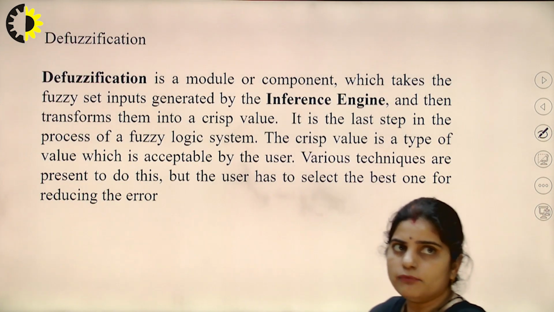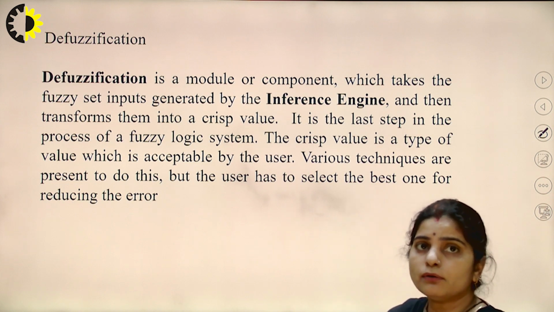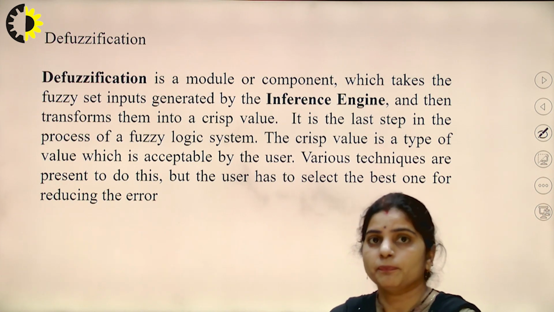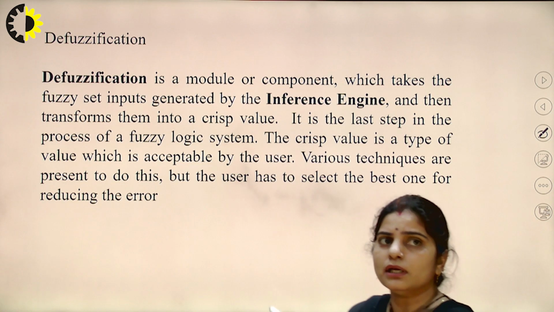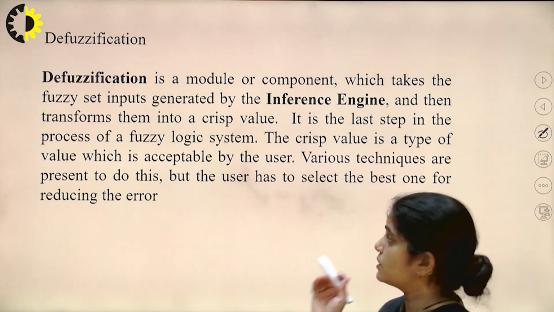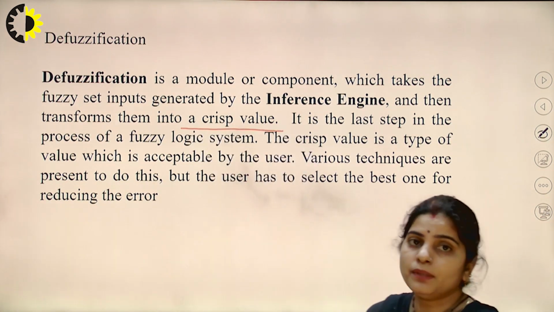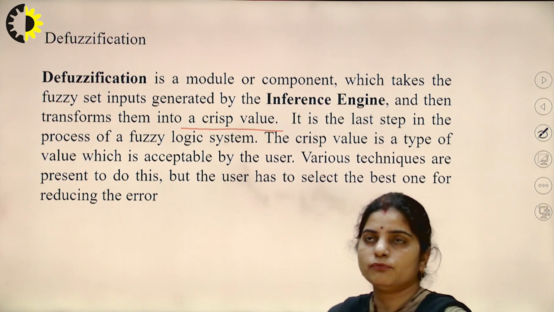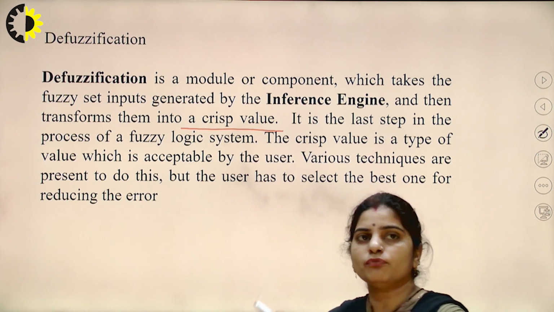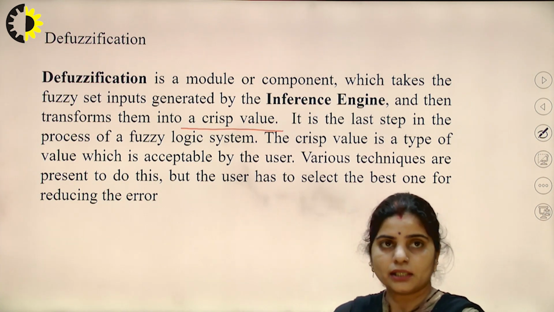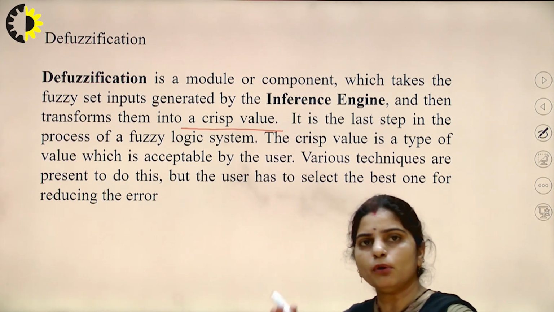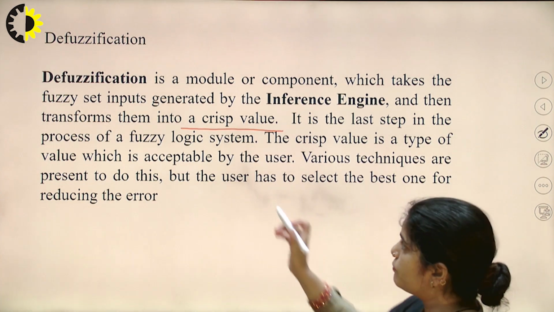Third one is de-fuzzification. This is also a modular component which takes the fuzzy set inputs which are generated by the inference engine. Then what does this de-fuzzification do? This module takes the fuzzy set inputs generated by the inference engine and transforms them into the crisp value. Means at the initial level, what was the input? The input was the crisp value. So in de-fuzzification, we convert the fuzzy set input into a crisp value output. It is the last step in the process of the fuzzy logic system.